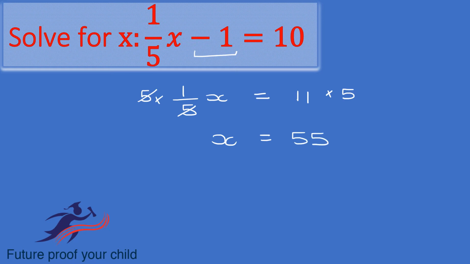So 1 mark for getting rid of the negative 1 and getting 11. And then for multiplying both sides by 5 and getting x is 55, giving you a total of 2 marks for this question.